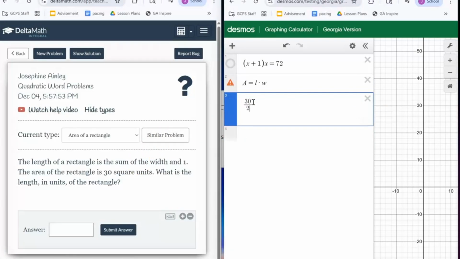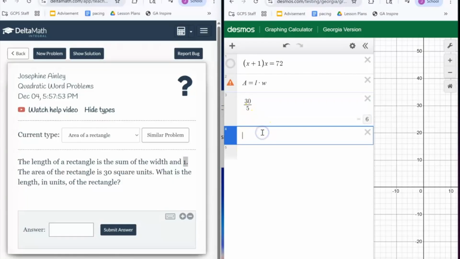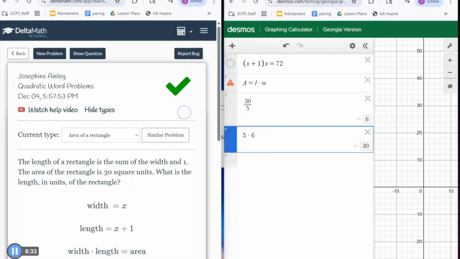Let me find my two numbers, and they are 1 apart. Okay, so that's not 1 apart. Moving on. That's not 1 apart. That's not 1 apart. 5 and 6 is 1 apart. So 5 times 6 is what's going to work. Okay, and I'm looking for the length. So what am I looking for? The small or the long? The long. So the longer number is 6. So that is London's method.